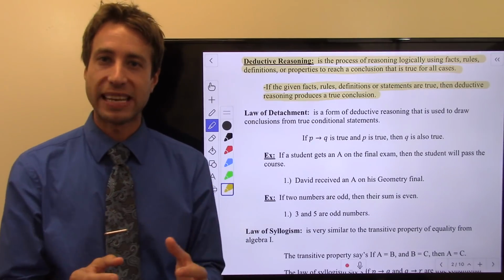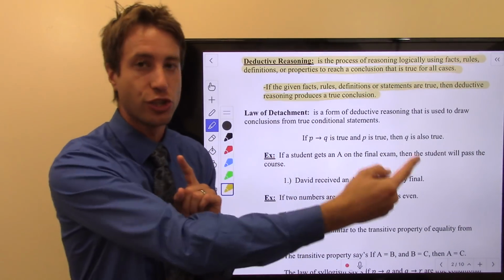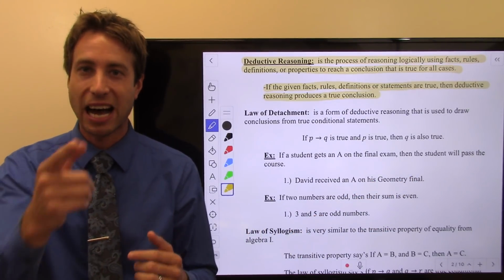So head on over to the next page of the notes, because what we're going to do here, I'll come back to in a second. I am going to jump to the next page. We're going to talk about conditional statements real quick, and then we'll come on back. I'll meet you guys over there.